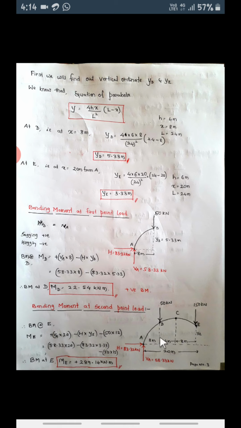So we're going to draw the arch section from A to E, or you can consider only portion BE, no problem. Even then you can calculate the bending moment at E. So let us consider portion AE. From A to E, whatever loads are there, you consider. This is 50 kilonewton at D and 150 kilonewton point load at E, and as usual at A, these are the horizontal reaction and vertical reaction.